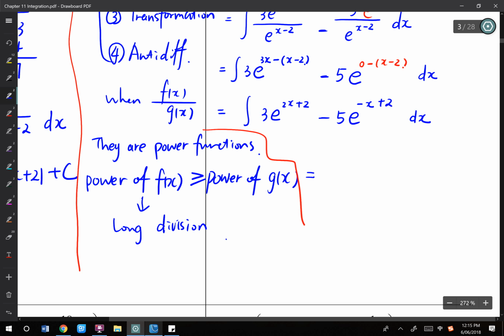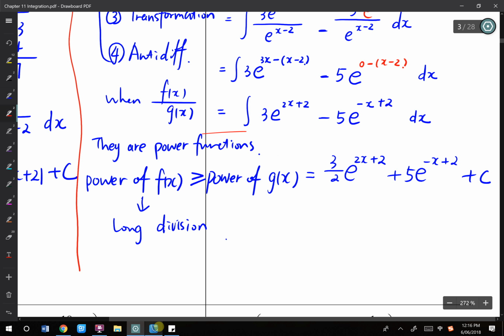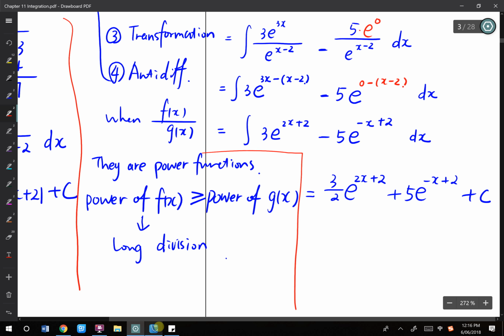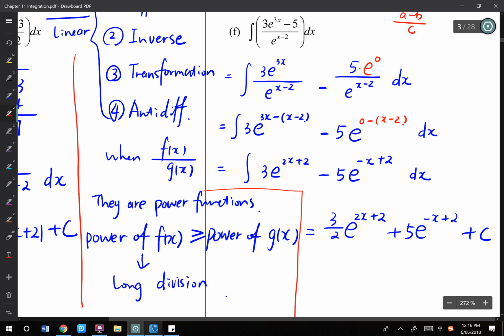Then this equals 3 over 2 e^(2x+2), we divide by the 2, and then plus 5e^(-x+2) plus c, we divide by the minus 1. That's a really nice and easy exponential. Maybe not that nice, but it's easy.